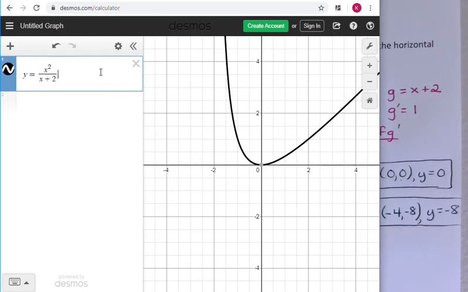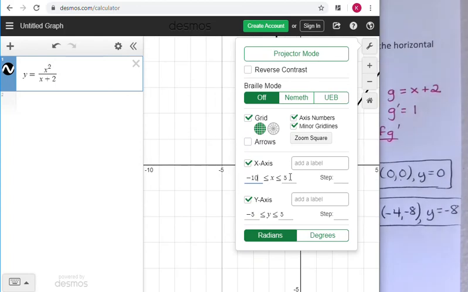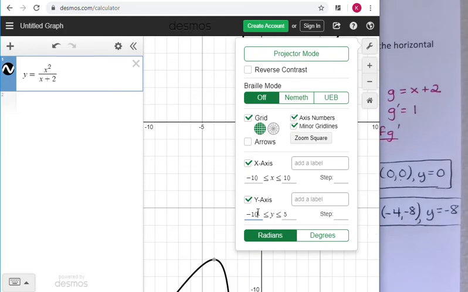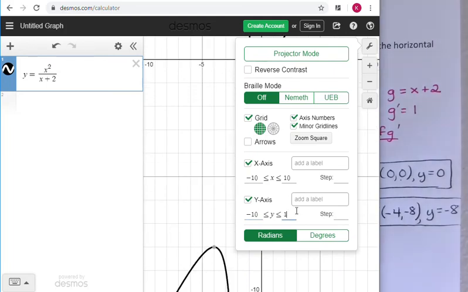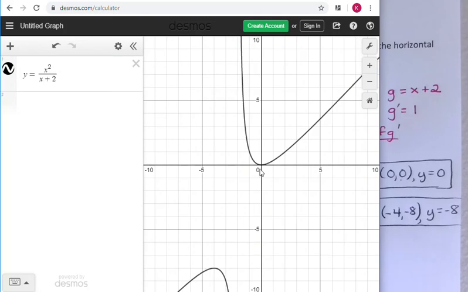And I probably am not seeing quite enough because I had interesting things happening at negative 4, negative 8. So let me change my window just a little bit. Maybe I'll just go negative 10 to 10 on both my x and y axes. Make sure I see everything I need to see. There we go. And right here at 0, 0, you can see that the x-axis, or y equals 0, is indeed a horizontal tangent line.